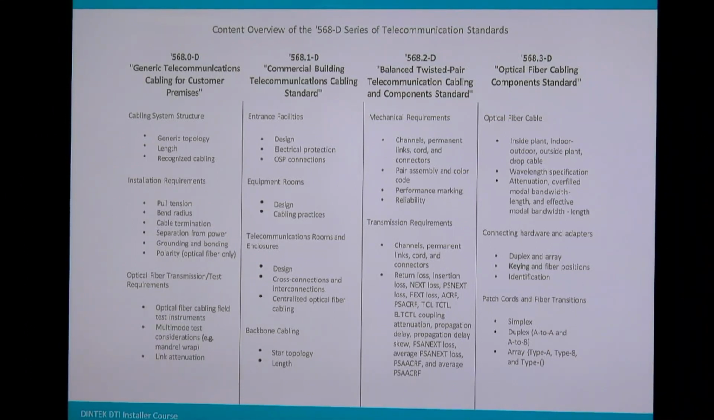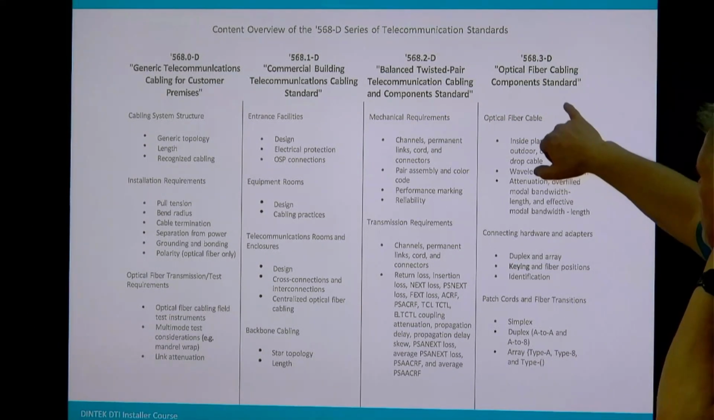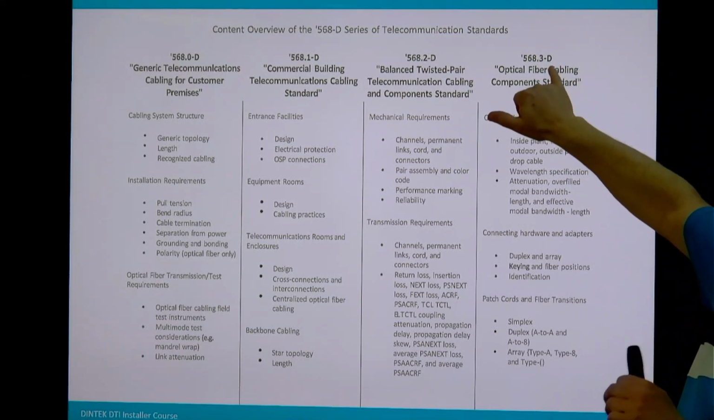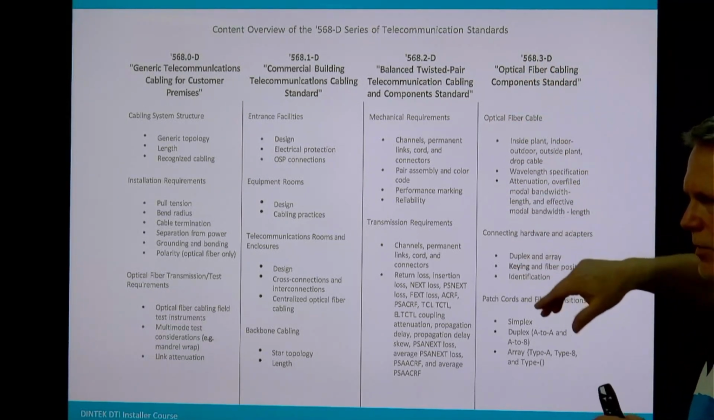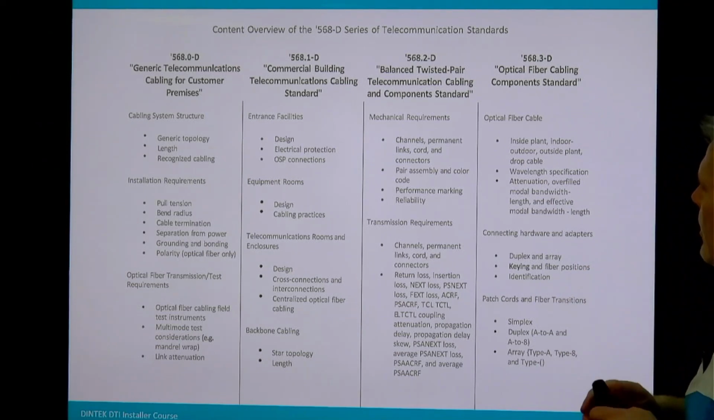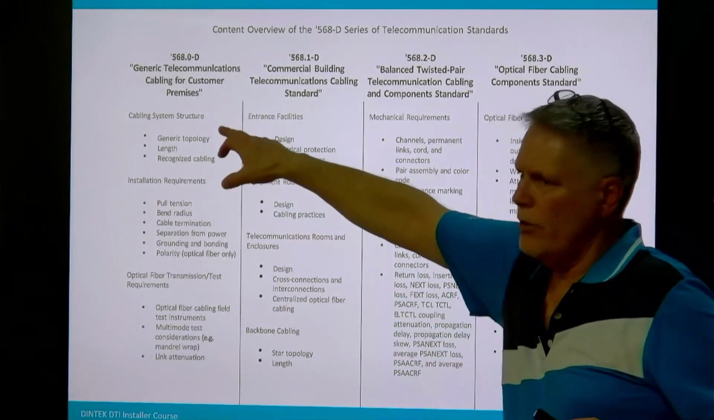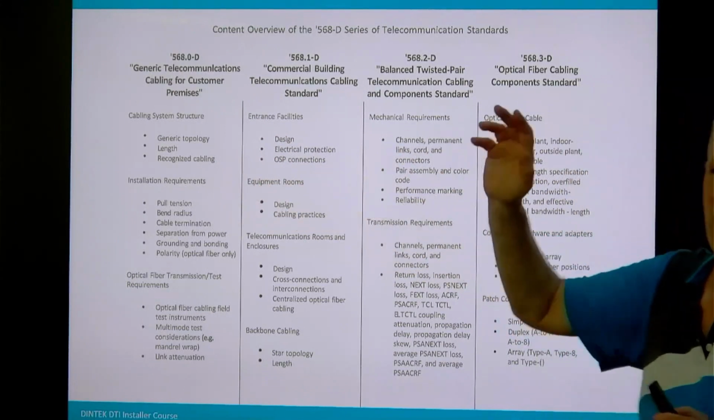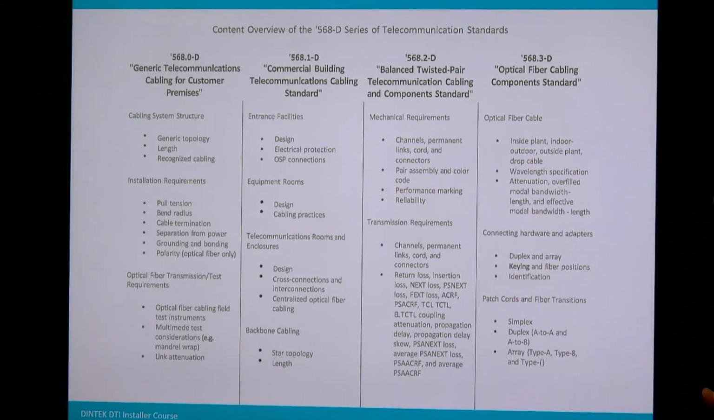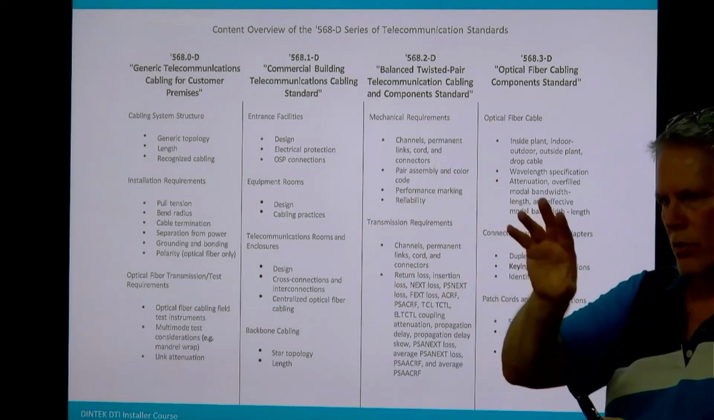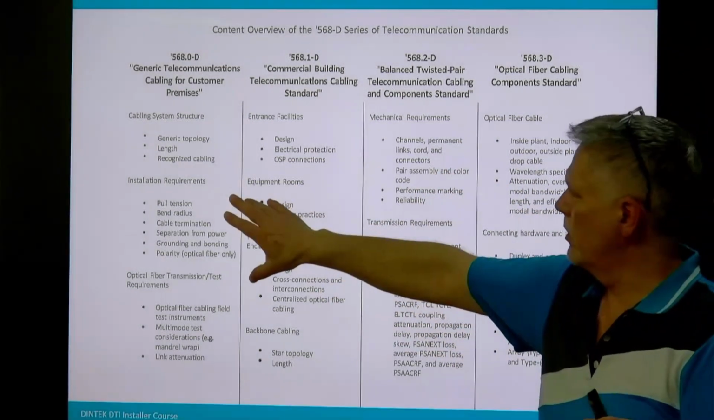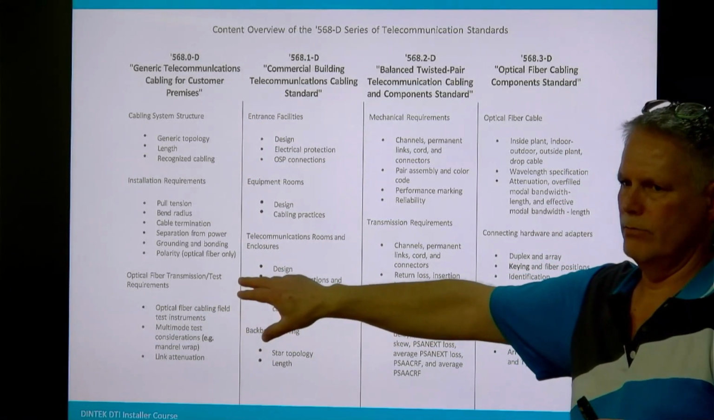Alright, so here we are split into 4 different types. I'm actually using the 568.0-D here, not the -E, because that's only recently been upgraded. The initial one was the 568.0-D, and that was generic cabling. So anything to do with generic cabling, whether it's in a commercial setting, an industrial setting, health, education, domestic, right? Things that are the same across all those different industries go into the generic cabling standards.